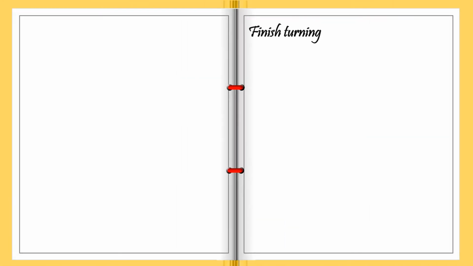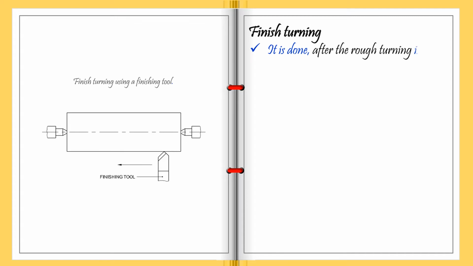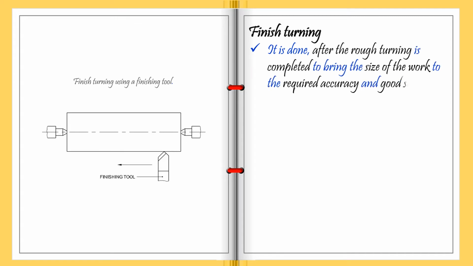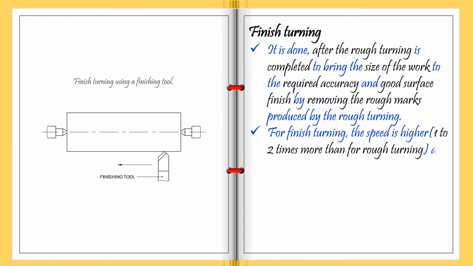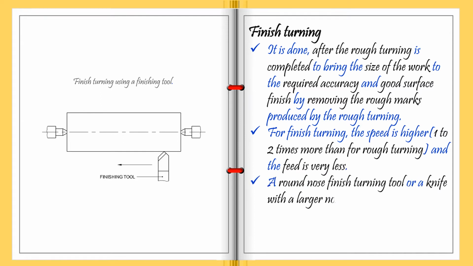Let's see about finish turning. It is done after the rough turning is completed, to bring the size of the work to the required accuracy and good surface finish by removing the rough marks produced by the rough turning. For finish turning, the speed is higher, 1 to 2 times more than for rough turning, and the feed is very less. A round nose finish turning tool or a knife tool, with a larger nose radius than normal, is used for finish turning.